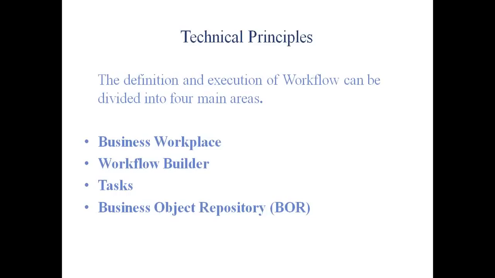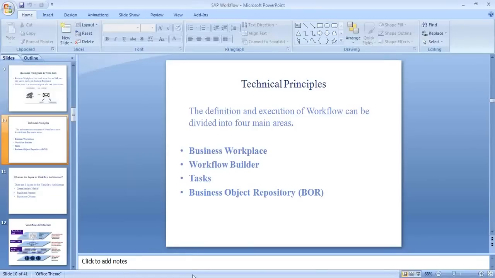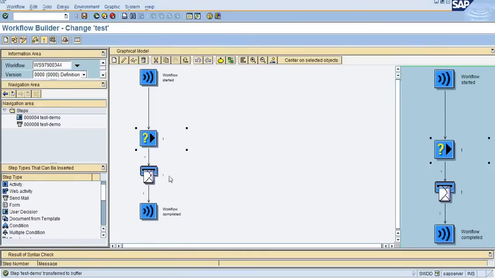Now coming to the technical principles. The definition and execution of workflow can be divided into four main areas. The first one is business workplace. As I have already discussed, business workplace is a work area where you will be taking the action. Then workflow builder is the place where you will be developing the workflow, defining it and executing it. Whenever the workflow gets executed, the task defined will get executed, and then the underlying business object method will get executed.